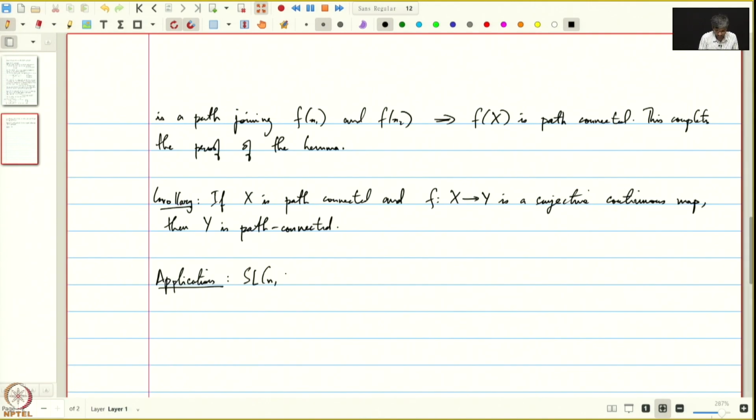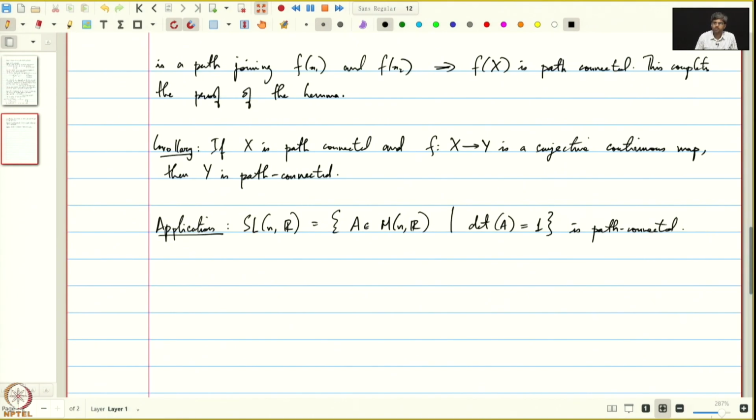SL_n(R), the n cross n matrices such that determinant of A is equal to 1, is path connected. Right. So in order to show that SL_n(R) is path connected, all that we have to do is construct, using the previous corollary, a surjective map from a path connected space to SL_n(R). So we will simply take this map to SL_n(R).